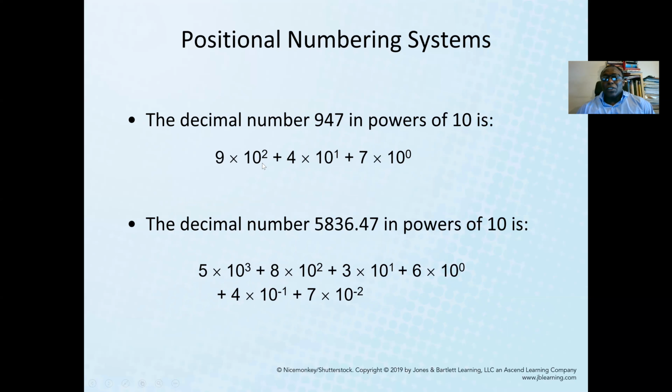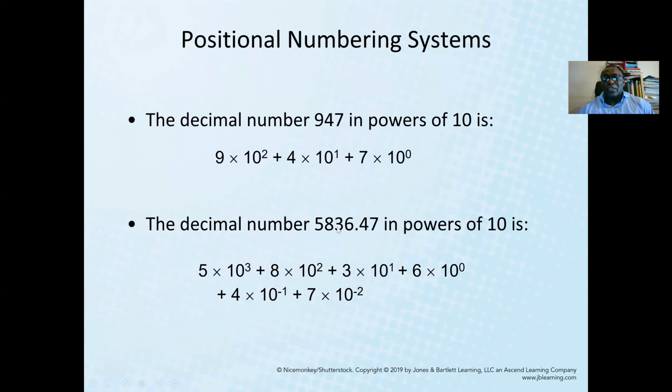So again, 9 times 10 to the power 2 plus 4 times 10 to the power 1 plus 7 times 10 to the power 0. If I finish this calculation, I should get the same 947. The reason we are explaining this concept is that in the decimal numeric system, the base is always 10 because of the number of digits.